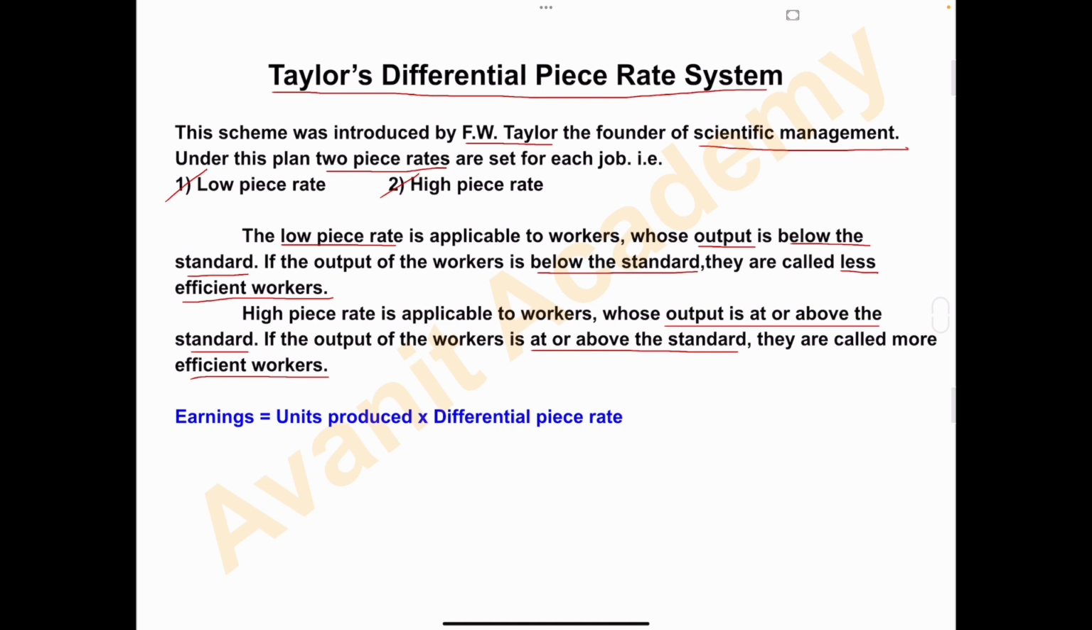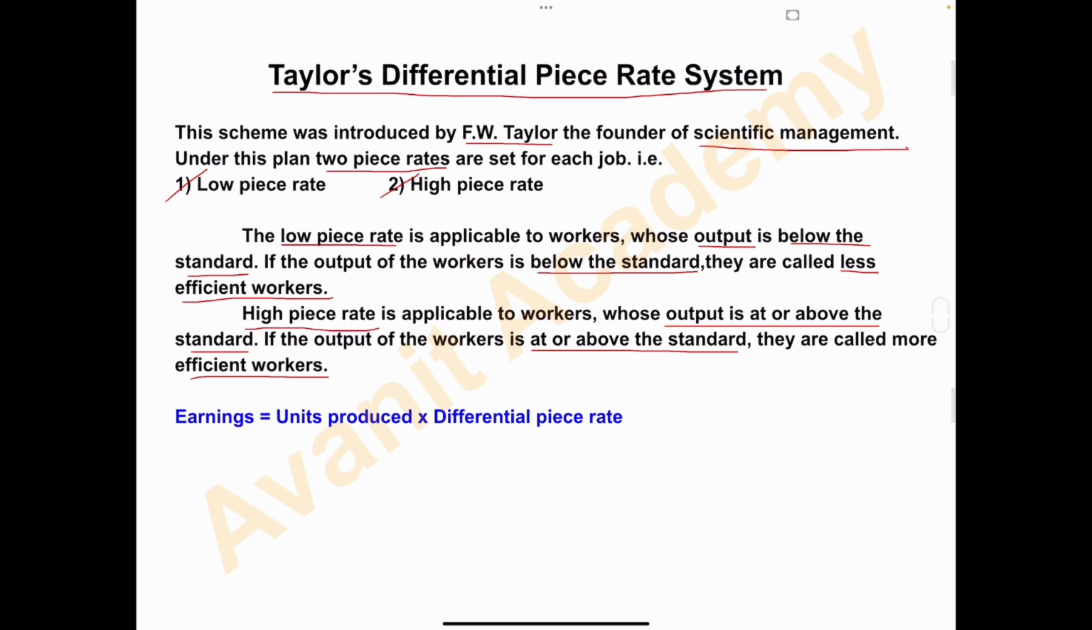So the workers who perform below or less than the standard are called inefficient or less efficient workers, and to them low piece rate is applicable. And the workers whose performance or output is at or above the standard are called efficient workers, and to them we have to apply high piece rate.